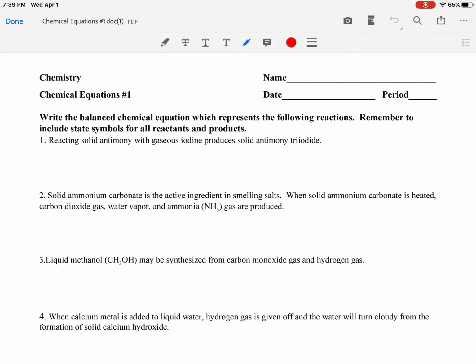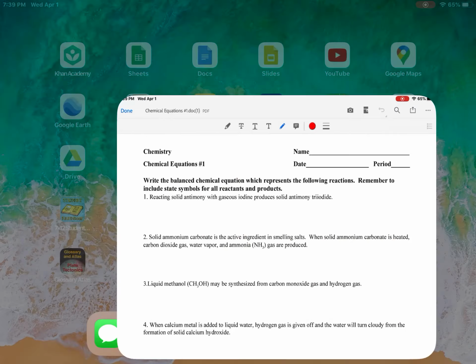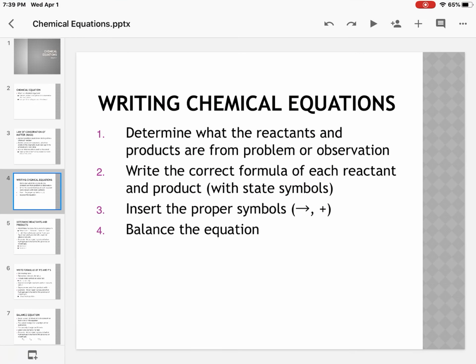But for right now, I want to go over this worksheet. This was actually handed out before school was shut down. I want to go over just the answers here and walk through this a little bit with you guys. Just to remind us, our steps are the things that we need to be thinking about when we're writing chemical equations.